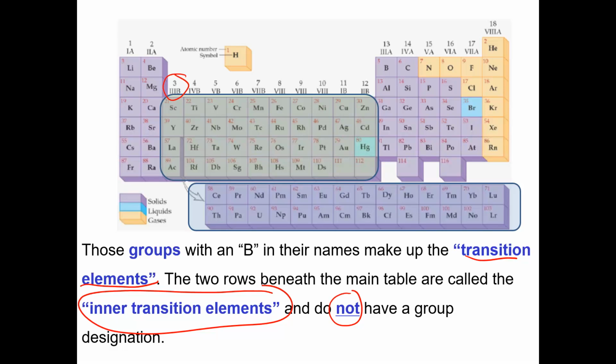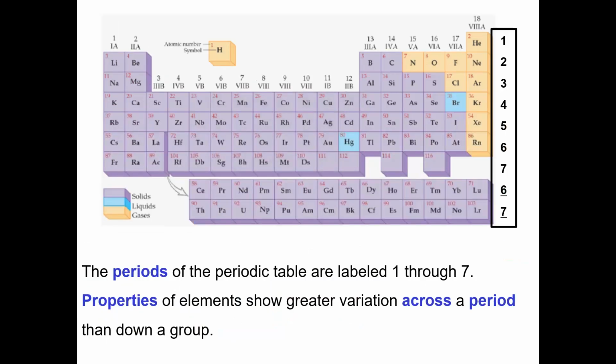The inner transition elements are called the inner transition elements because they actually are meant to go inside the transition elements, but we pull them out and put them underneath and then push the ends of the periodic table together so that we can create a periodic table that fits conveniently on an A4 page.